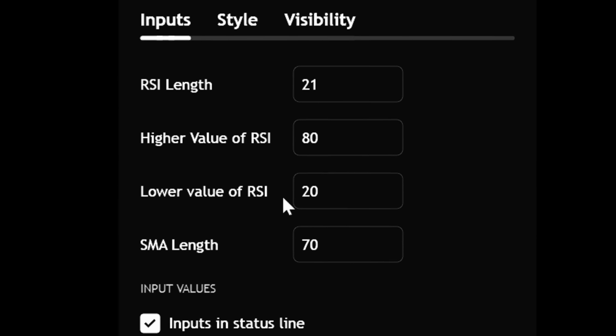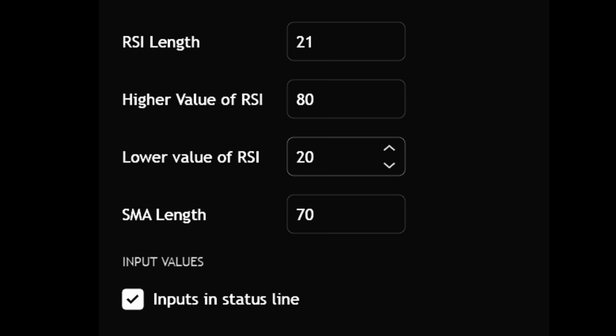Next, I adjust the SMA from 70 down to 45. This makes the indicator more responsive to shorter term moves, so you can catch timely entries. Now you'll notice the signals feel more in sync with the market.